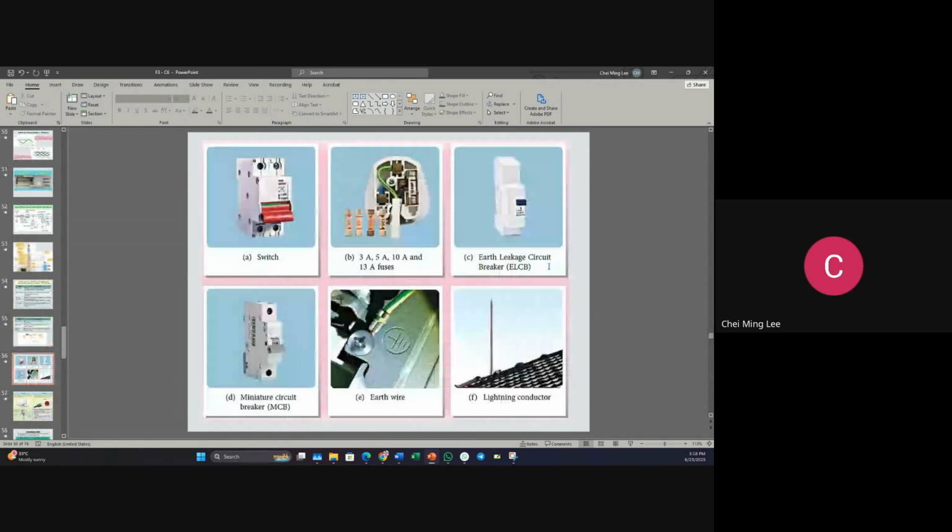Okay, so this looks like the switch. This is the fuses, ELCB, the earth leakage circuit breaker. We have an MCB, the miniature circuit breaker. We have an earth wire that is connected to the earth later on. And we have a lightning conductor. When lightning strikes here, the energy, the electricity will be directed into the ground through the earth, together with the earth wire also directed to the ground as well.